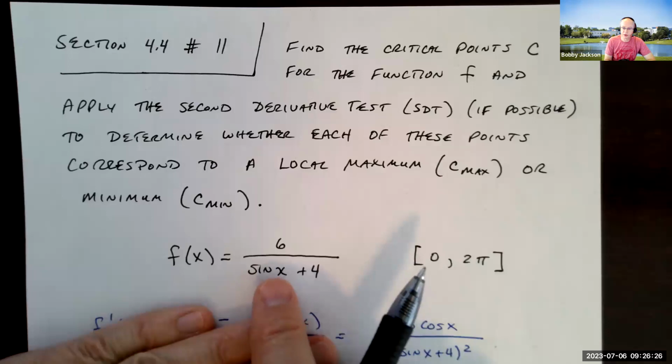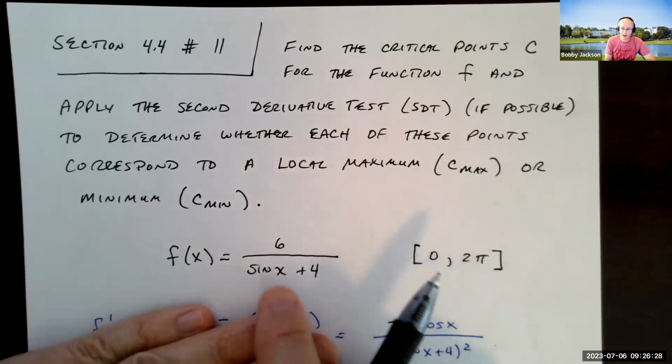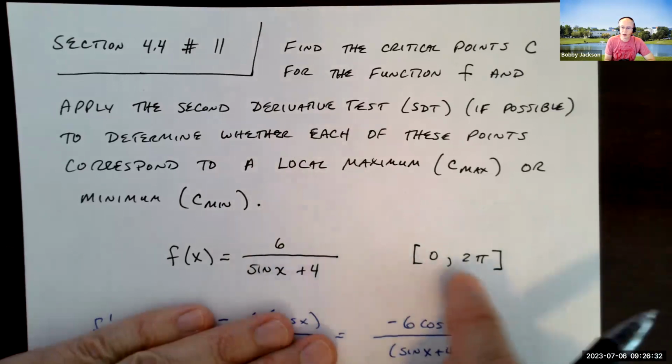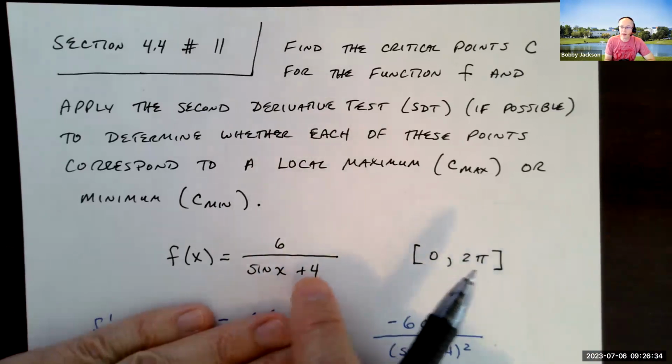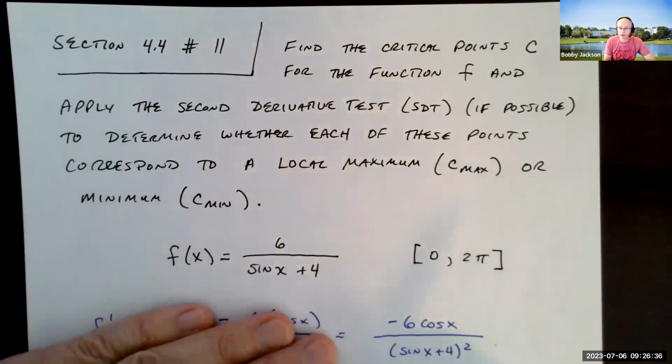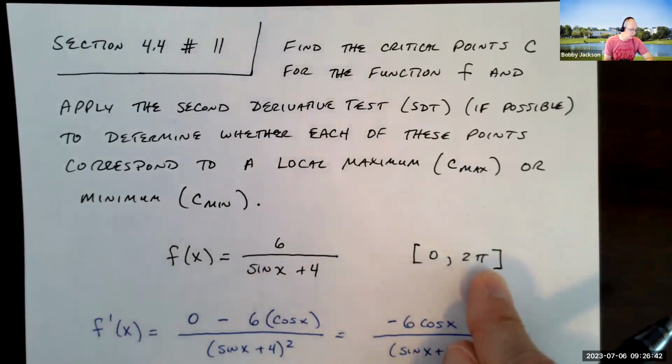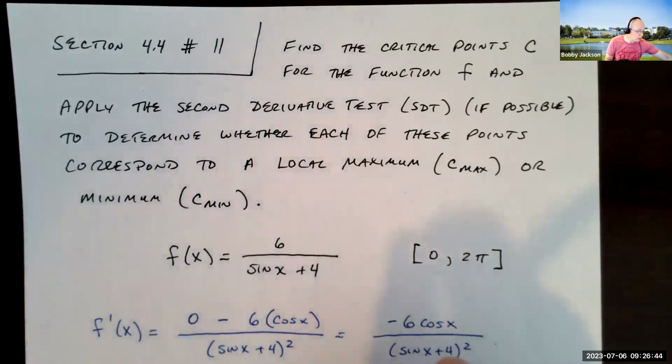And here's our function. And notice they also give an interval. Because we're dealing with trig functions and because of the periodic nature of the trig functions, you'll often have a restriction here because there may be infinitely many local maxes or mins on the function's domain. So we're just going to restrict ourselves to the interval from 0 to 2 pi.